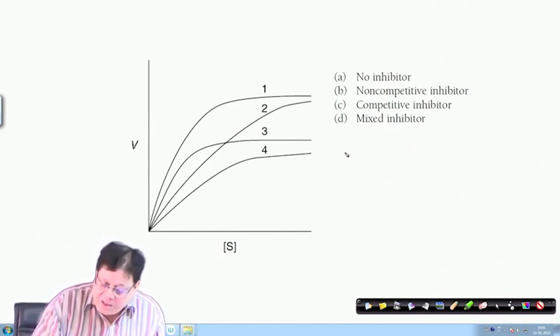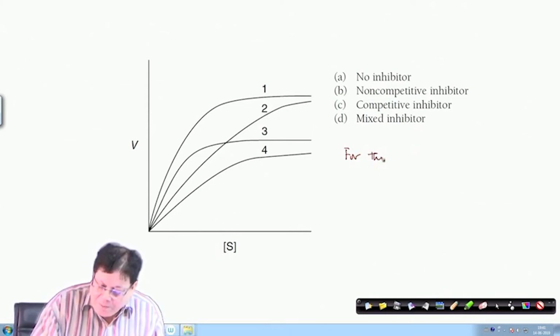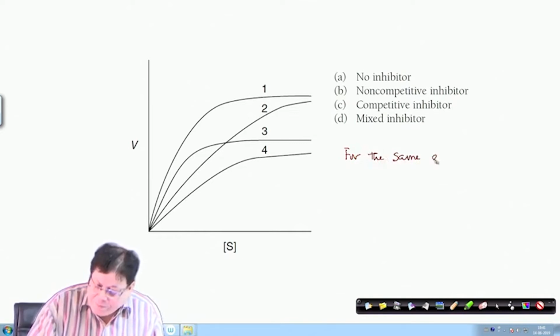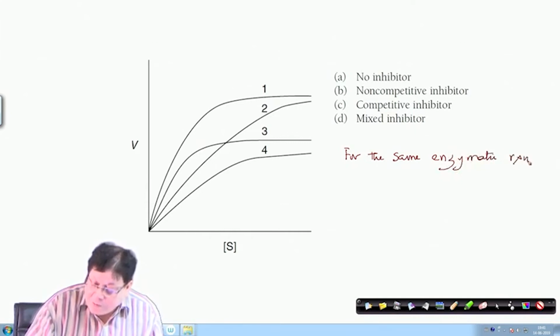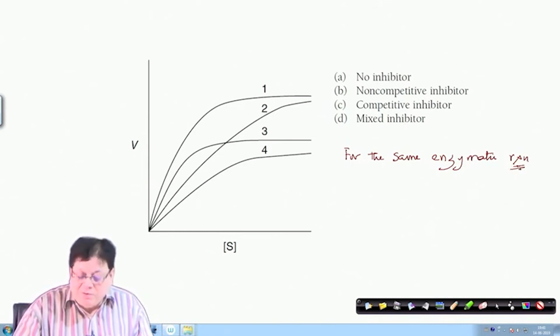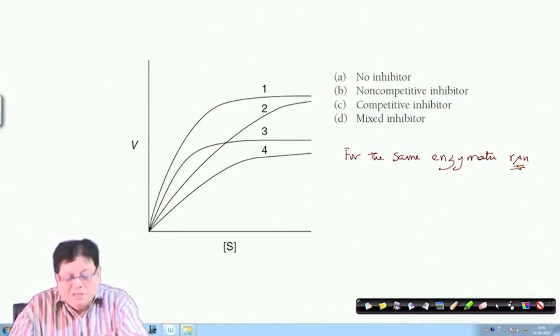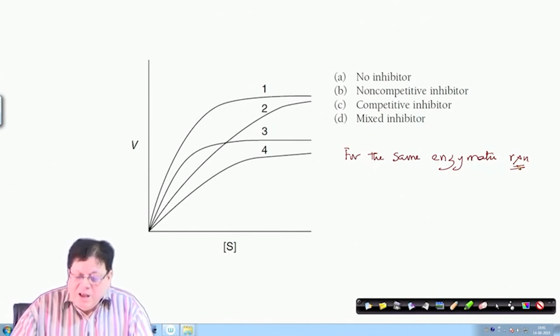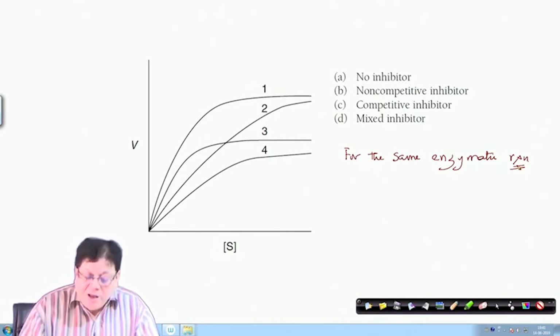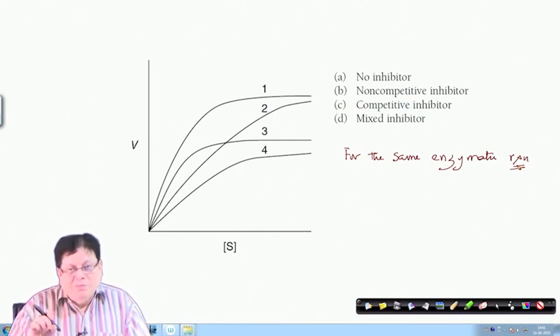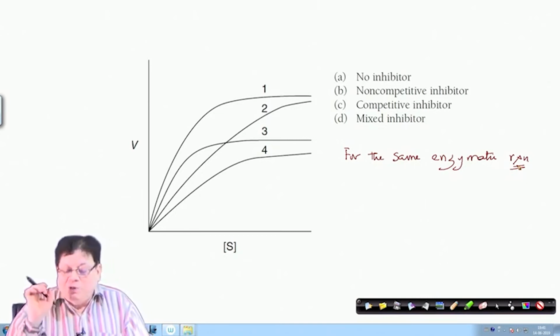This is for the same enzymatic reaction, for the same enzyme concentration, all conditions are kept similar. Only there are 4 curves. In one of the experiments there was no inhibitor, and one of these curves represents that kinetics. Another one is where an inhibitor is added, which is non-competitive, and you have to find out which curve actually fits the non-competitive inhibition.